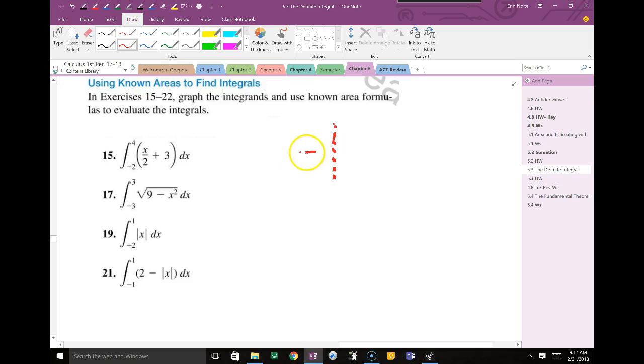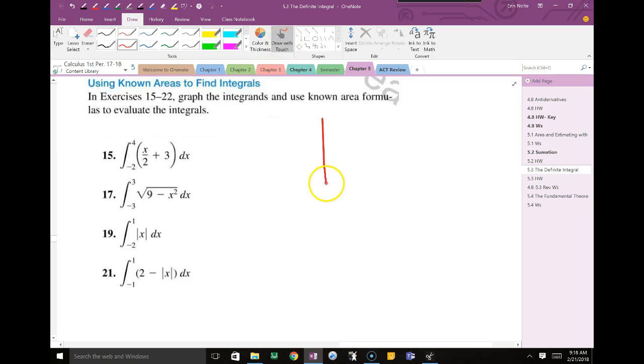Oh, come on, pen. Can you do this on a calculator? Oh, good. Alright, I'm going to have to do this over here.